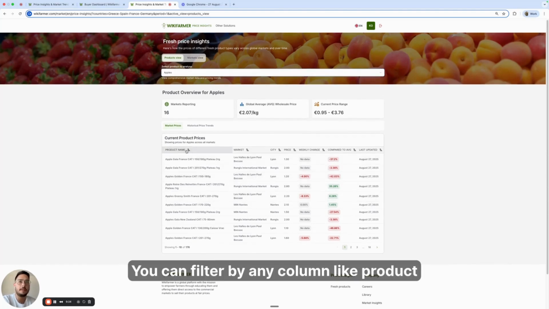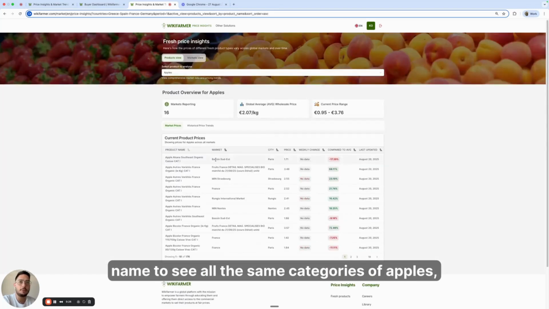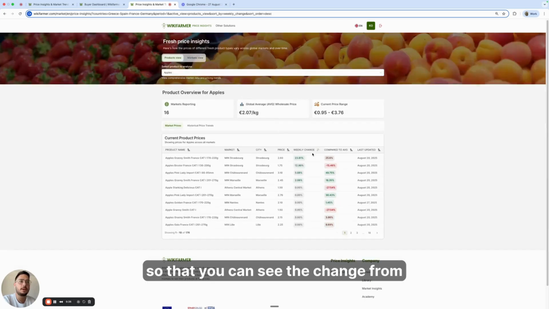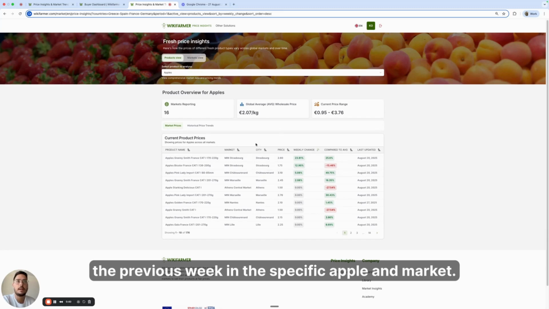You can filter by any column, like product name, to see all the same categories of apples, by market to see all the apples in the same category in the same market, and even by weekly change, so that you can see the change from the previous week in the specific apple and market.